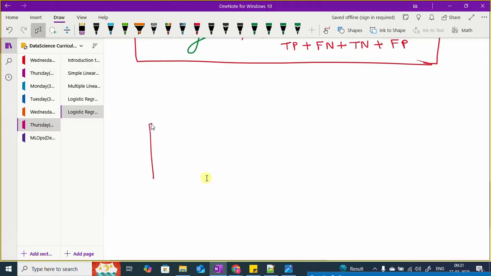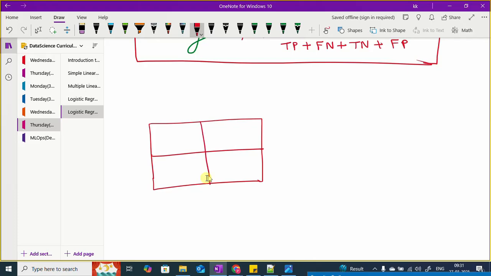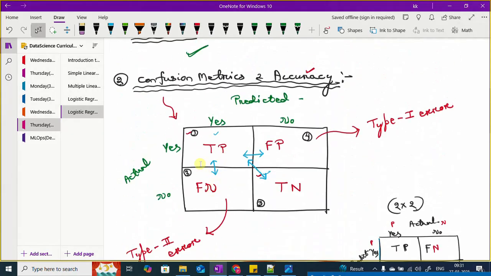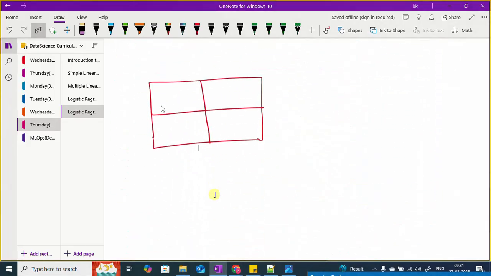Hold on. Now it will be clear 100%. That's what I'm telling you. Observe my wording and what I'm writing. So here, let's say, a mirror image of this one. Again I'm taking the same actual here, predicted here, and here yes, no, yes, no.